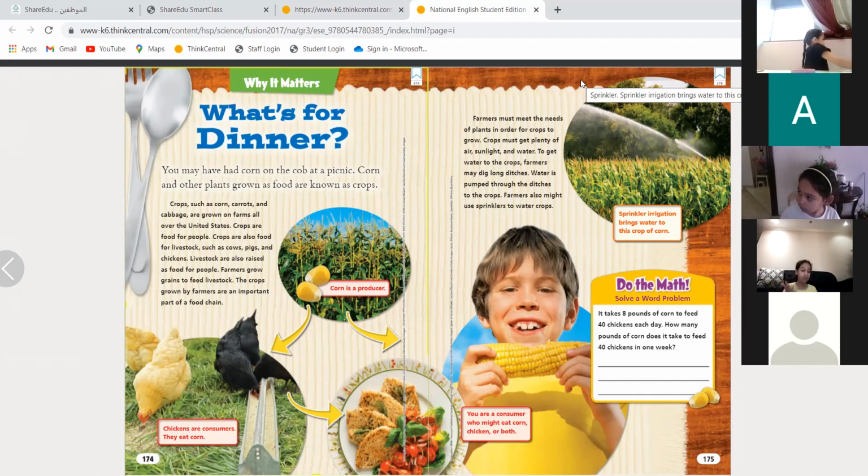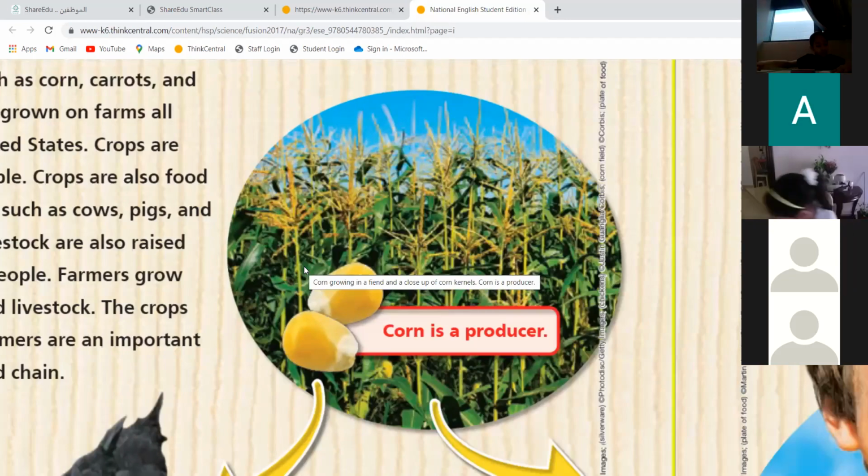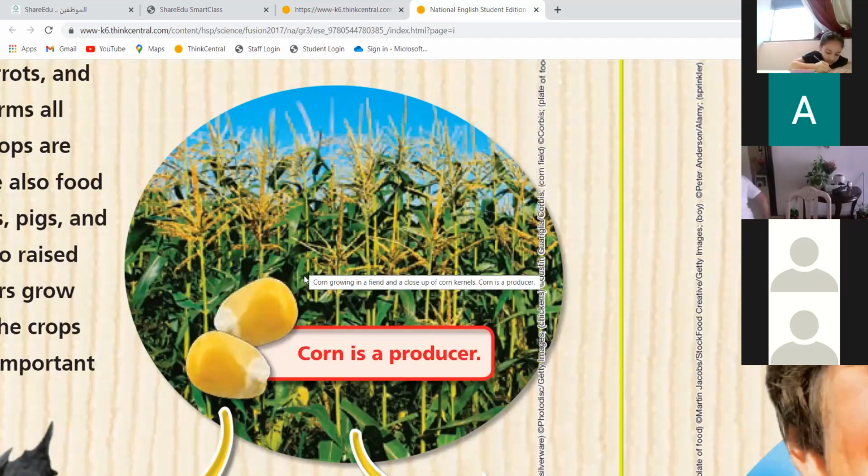Okay, Lee? Very good. As Lee said, this boy is eating corn, and this corn is a producer. Very smart, excellent. So you see over here, these are crops. This is a picture of a farm, all right? Corn is a producer.